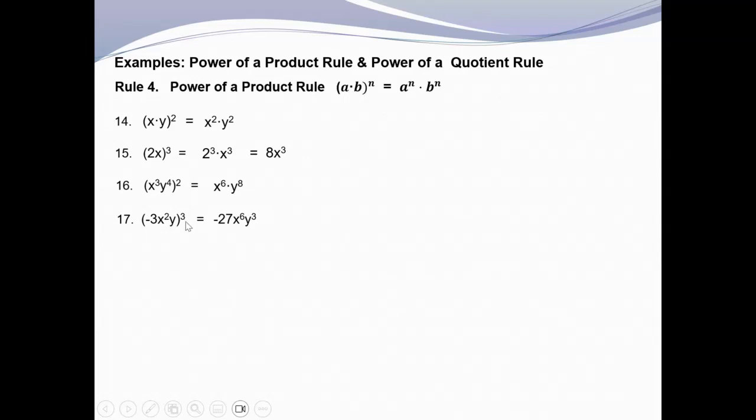And then here we apply the power of a product rule. 3 times 2 is 6, and 3 times 1 is 3. But let me break it down even more. Let's do it 3 times. There's once, there's twice, there's 3 times. So negative 3 times negative 3 times negative 3 will give us negative 27. We have x squared times x squared times x squared, so we add the exponents. 2 plus 2 plus 2 is 6. We have y times y times y, which will give us y to the third power.